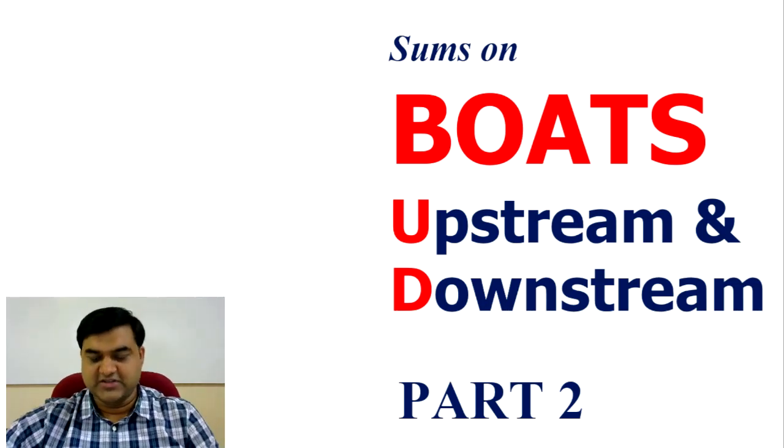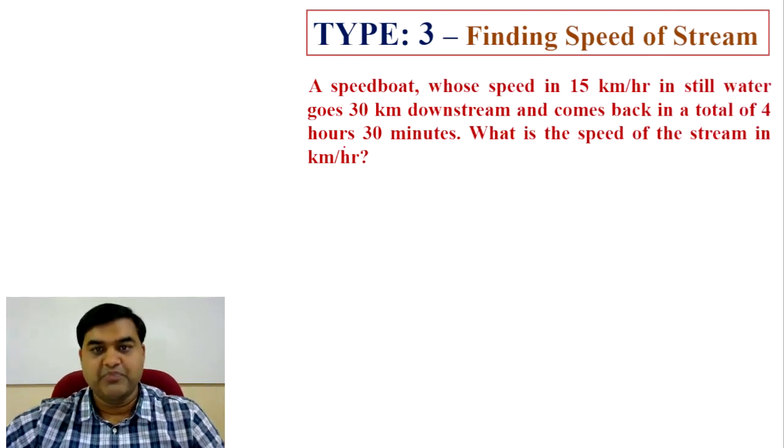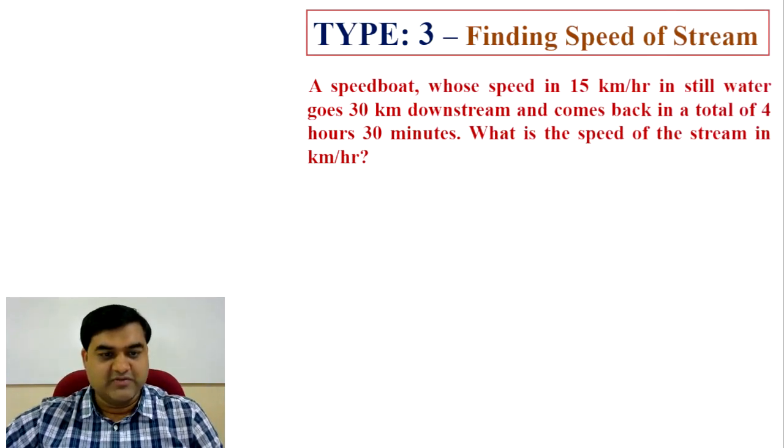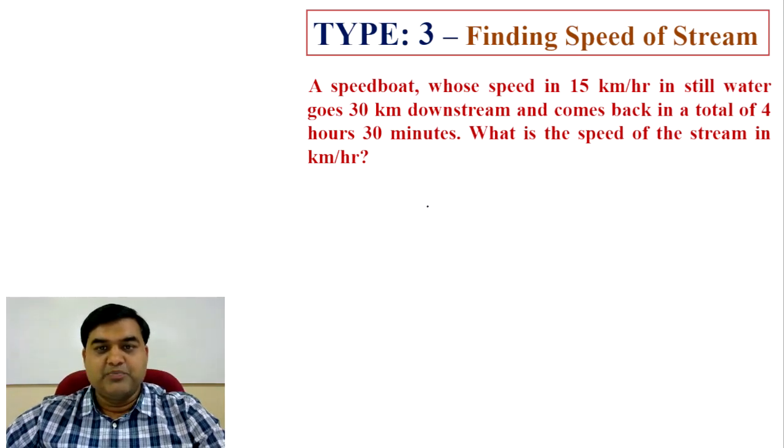Let's start the session. Considering this question, it says: a speed boat whose speed is 15 km per hour in still water goes 30 km downstream and comes back in a total of 4 hours 30 minutes. What is the speed of the stream in kilometers per hour?